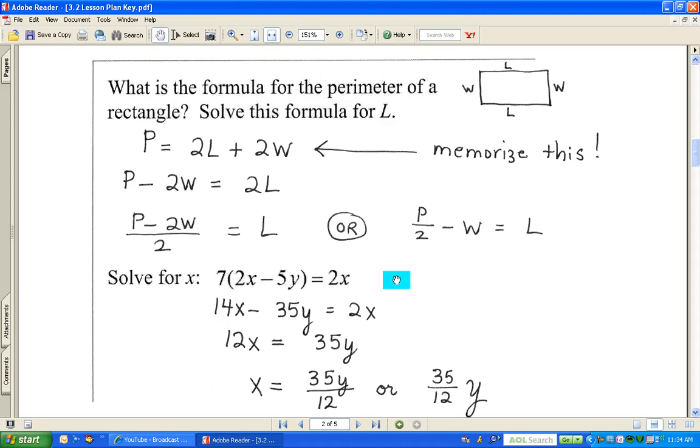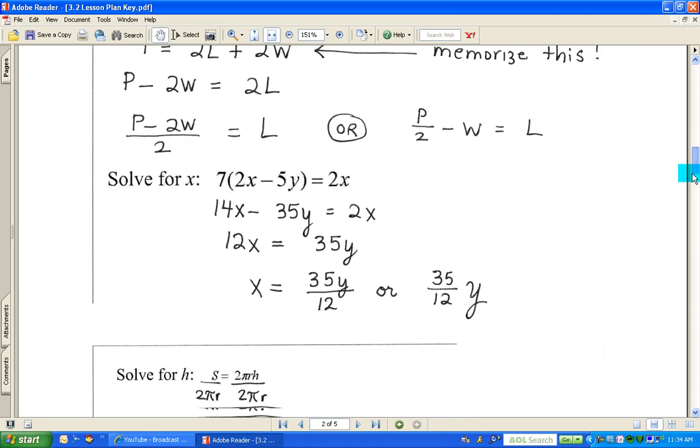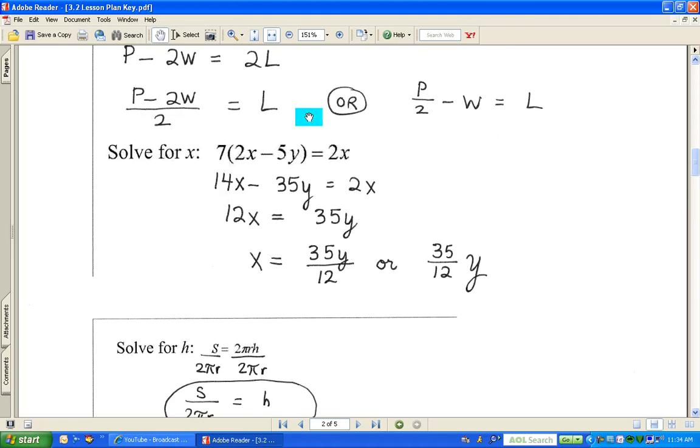We have the equation 7 times the quantity 2x minus 5y equals 2x. We are asked to solve for x. Well, the first thing we're going to do is distribute the 7. 7 times 2x will result in 14x. 7 times a negative 5y is a negative 35y, and this is equal to 2x.